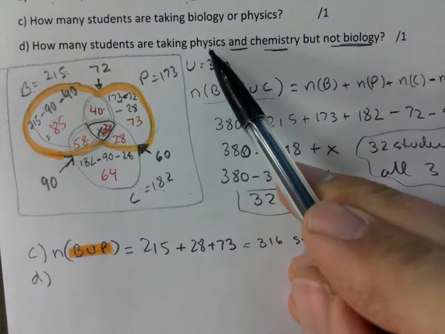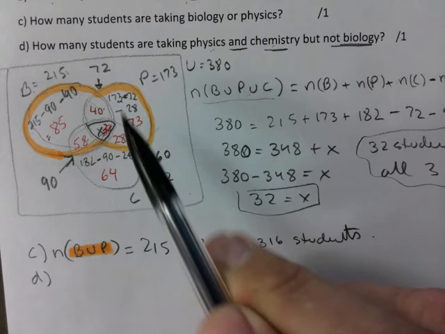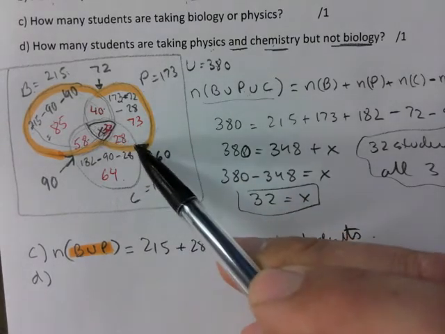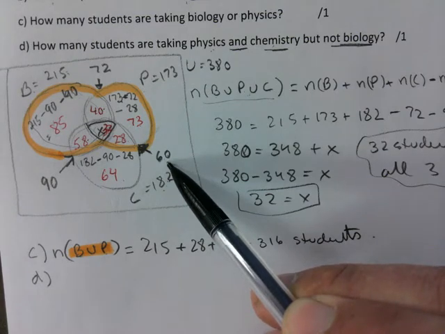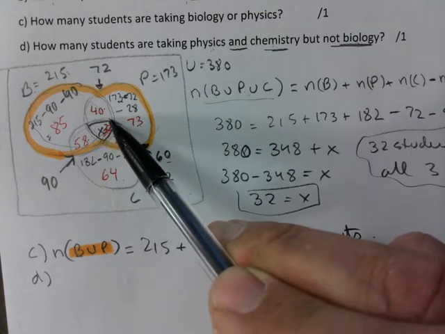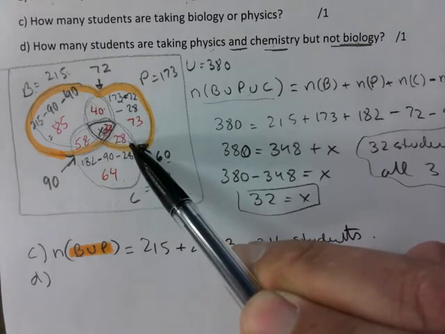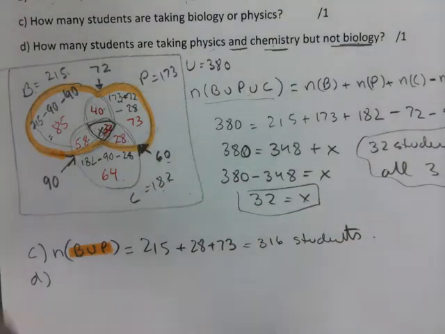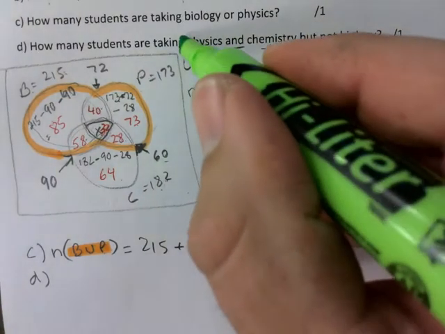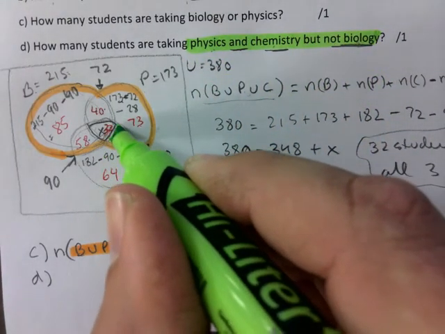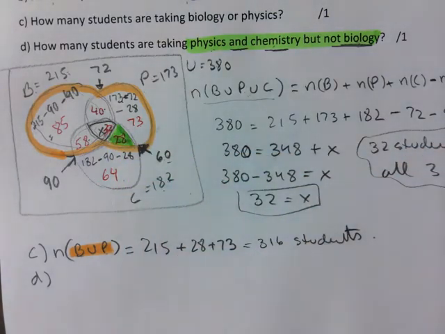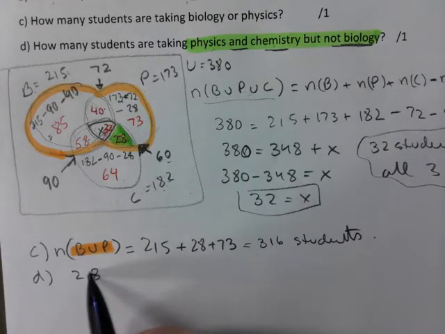So let's read this. Physics and chemistry, where is that? Physics and chemistry, it's right here, right? It's this intersection. So you would be tempted to say 60, correct? But it says not biology. So you kind of have to omit this 32 and only pick the 28. So allow me to use my highlighter. Physics and chemistry, but not biology. It's just this. It's just the 28. I'm not going to show you the notation for that. It's just 28 students.